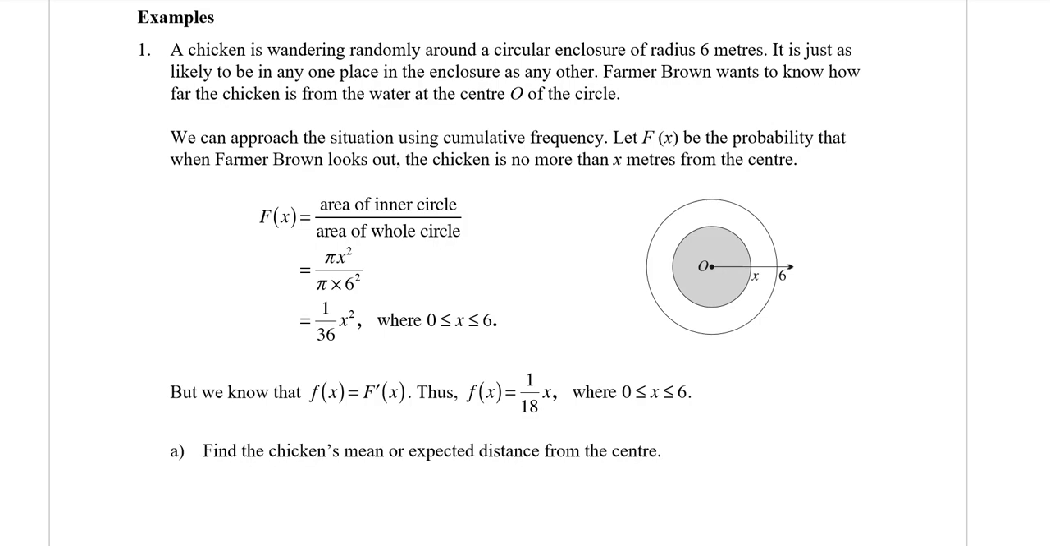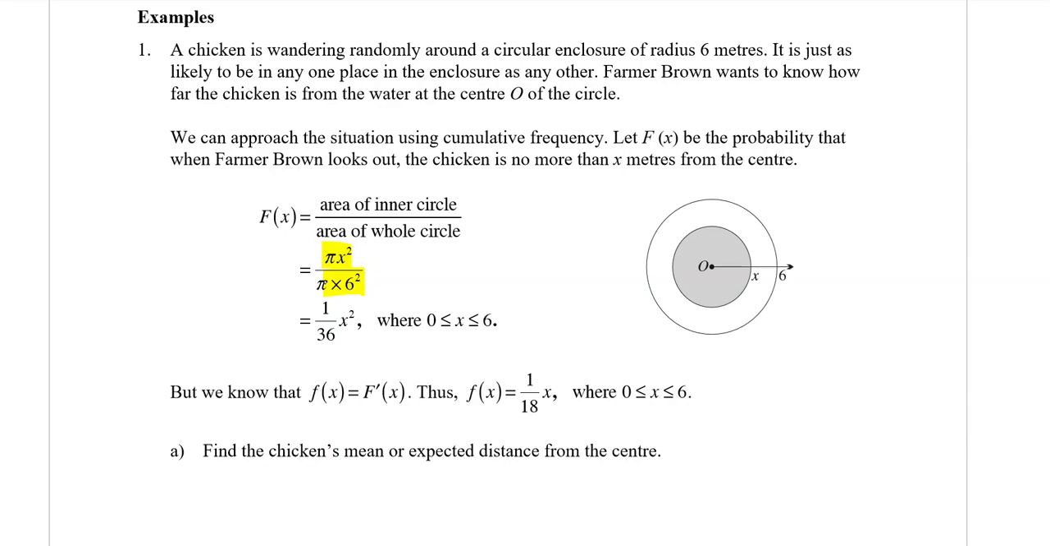This is also part of the question. We haven't had to do any work yet. So to find F of x, they've said that's the area of the inner circle over the area of the whole circle. That makes sense. The area of the inner circle is pi times x squared. We're calling that radius of the inner circle x, pi times x squared. The area of the outer or the whole circle is pi times 6 squared.